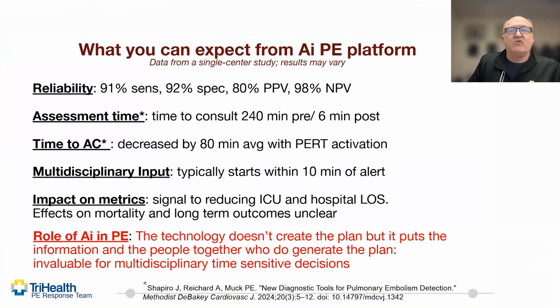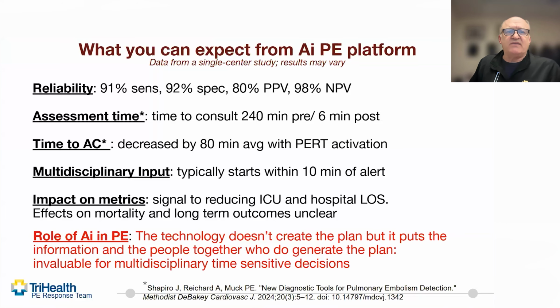Anticoagulation has gotten started over 1 hour sooner. And data on that previously published has shown that the sooner you can identify a patient to treat and the sooner you can get treatment initiated, the better the 30-day outcomes will be. There have also been multiple other studies looking at length of stay, both hospital and ICU, which are generally positive. We do, however, say that more data is needed to assess the impact on mortality and long-term outcomes.